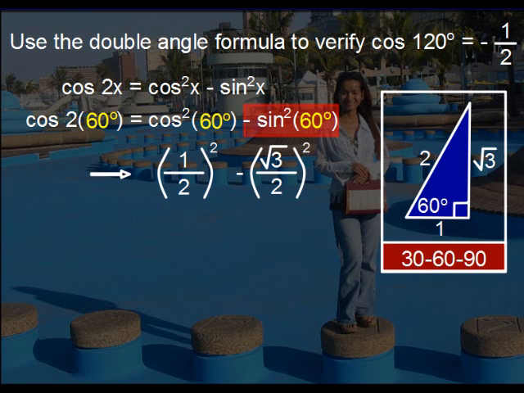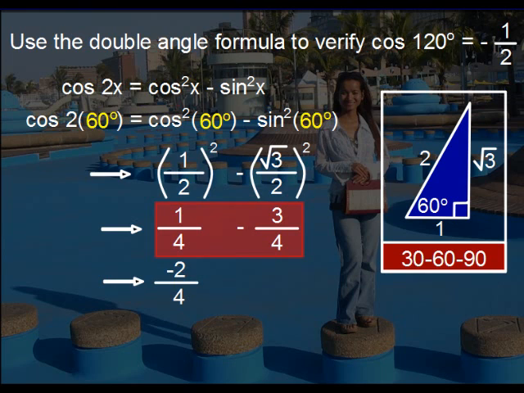Now let's go ahead and square these. Typically when you square a fraction, we square both the numerator and the denominator. This first fraction, if you square 1, you get 1, and if you square 2, you get 4. For the second one, if you square the square root of 3, you just get 3. Now this is easy arithmetic from here. These already have a common denominator, so just 1 minus 3 is negative 2, and that in turn reduces to negative 1/2. And that's it.